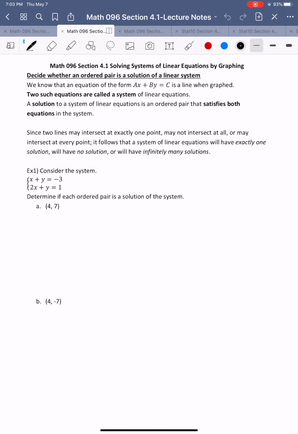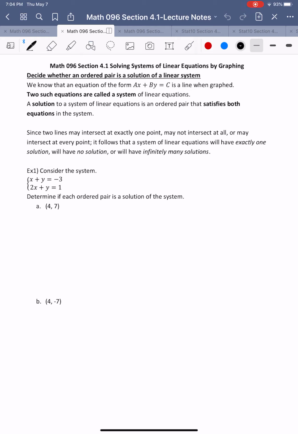Hello, this is section 4.1, solving systems of linear equations by graphing. We are solving a system of equations, which means you have two equations and we solve them as a system. We are looking for the intersection between the two equations. First we do it by graphing, then in 4.2 we do it by substitution, and then in 4.3 we do it by elimination.